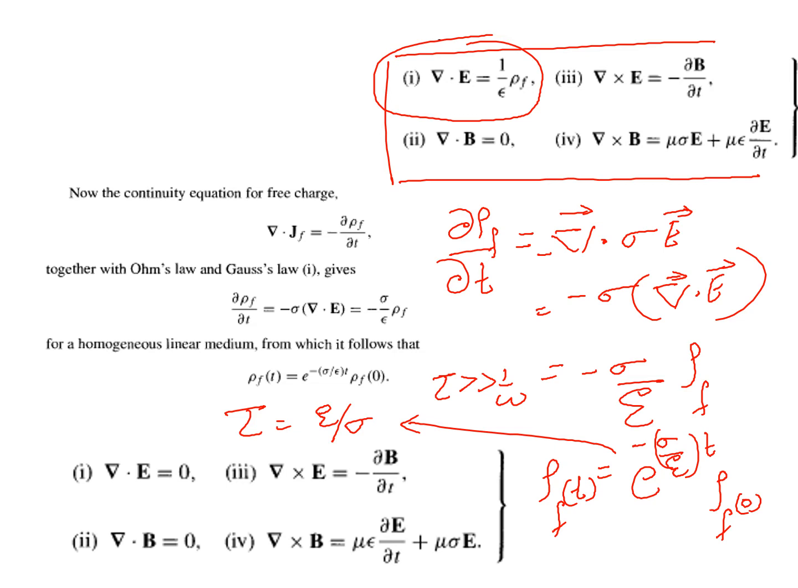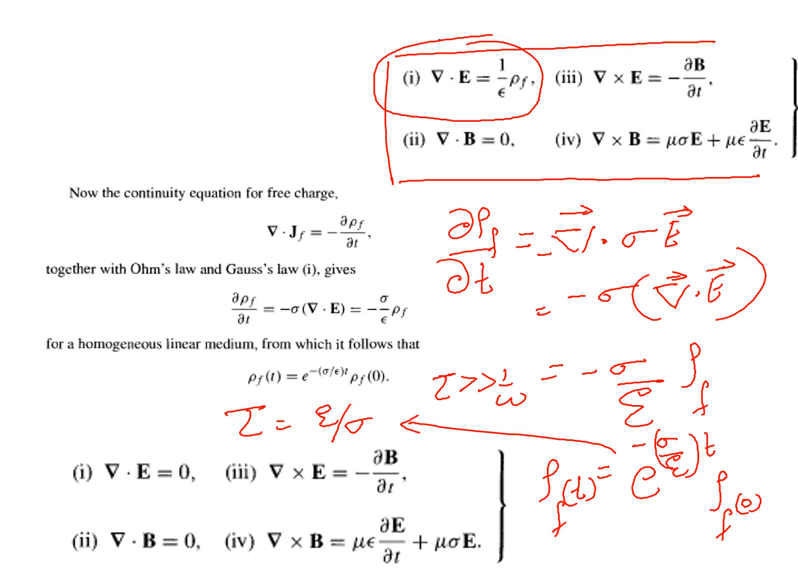That means the time constant is 0. That is for a perfect conductor. For a good conductor, it takes much less time to reach the surface. And for a bad conductor, it takes infinite time; it takes much longer to reach the surface, or it never reaches the surface. So these are the classification of materials based on this time constant.